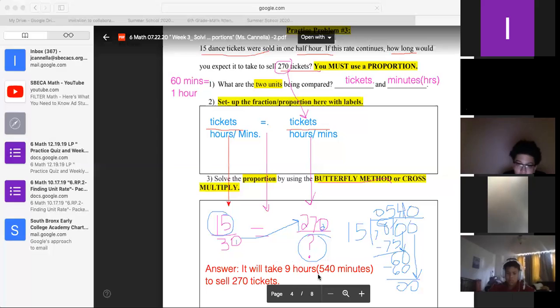Again, how I got the 9 hours is I know that there are 60 minutes in every hour, so 120 is 2, 180 is 3, 240 is 4, 300 is 5, 360 is 6, 420 is 7, 8 is 480, and 9 is 540. I divided 540 by 60, and that's how I got 9 hours. Remember, every hour has 60 minutes.